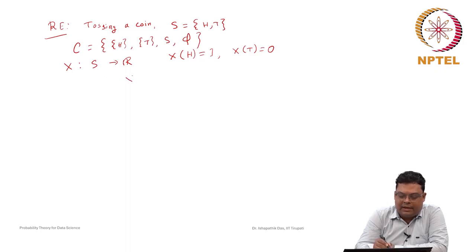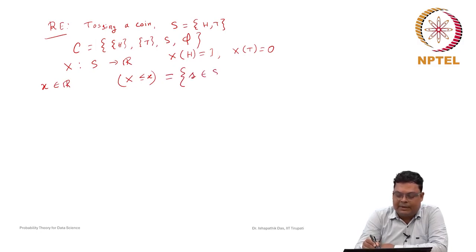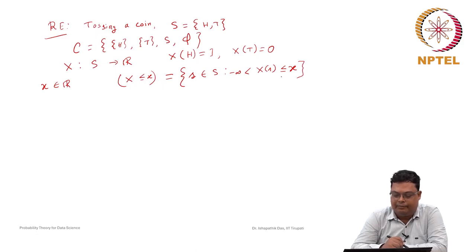If you consider this set, X less than or equal to x, what is this? Here x is any real number. This set is nothing but all s belonging to the sample space S satisfying X(s) less than or equal to x, and obviously the left side is greater than minus infinity, because X is a mapping from S to R. Now, x is any real number, so for different values of x, let us see what this set is. This will be a subset of S, and because X is a measurable function, it belongs to C.